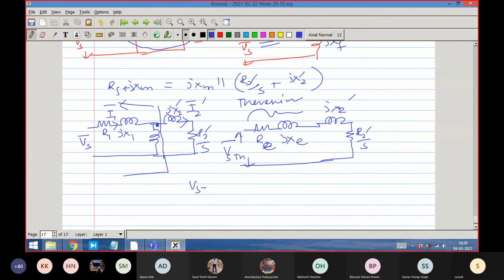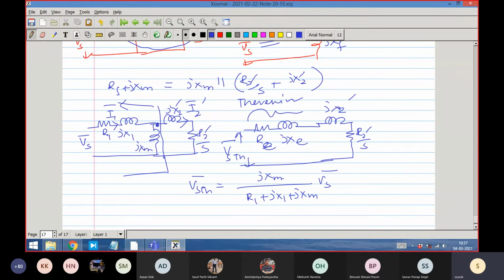VS Thevenin is equal to what? It is the open circuit voltage. So open circuit voltage will be how much? JXM by R1 plus JX1 plus JXM into VS. This is the V Thevenin. It will not be very different from VS, I tell you. Sometimes it will look cumbersome only to get some very small difference in the magnitude and phase with respect to VS.